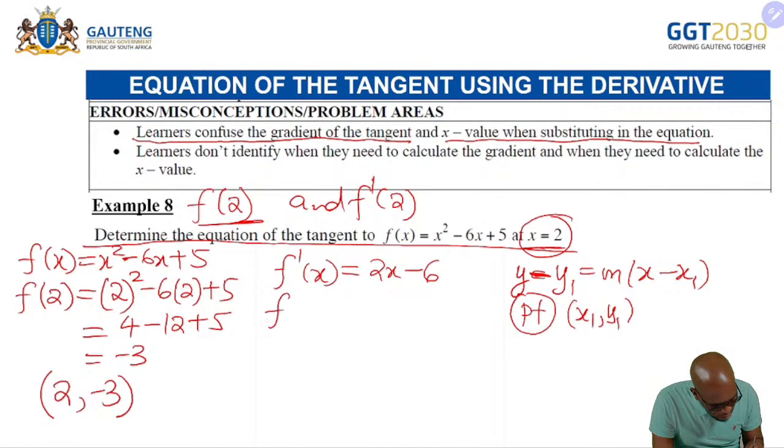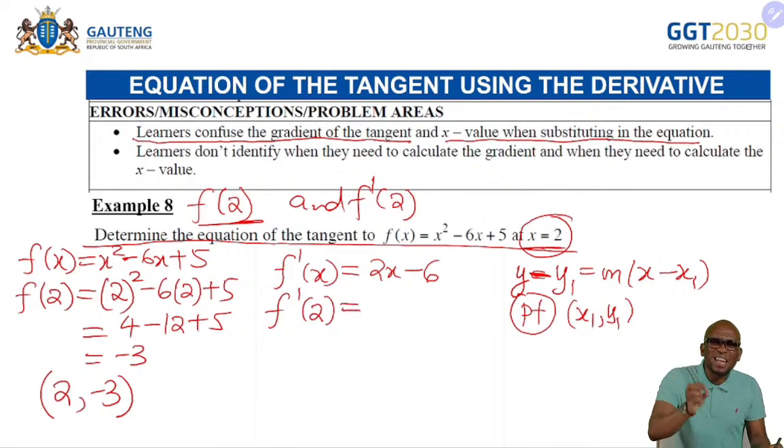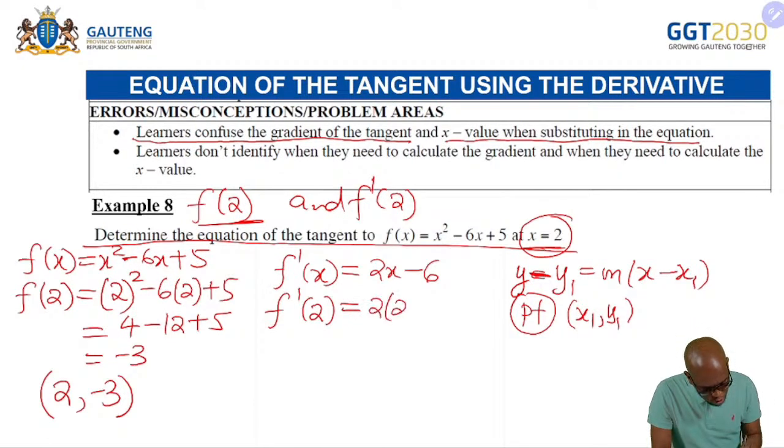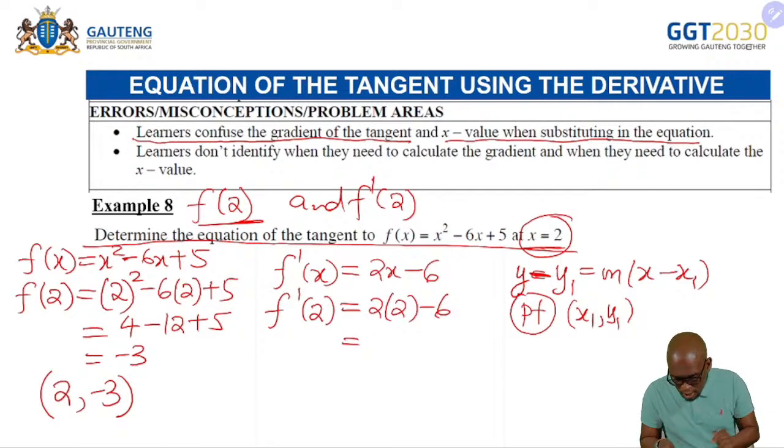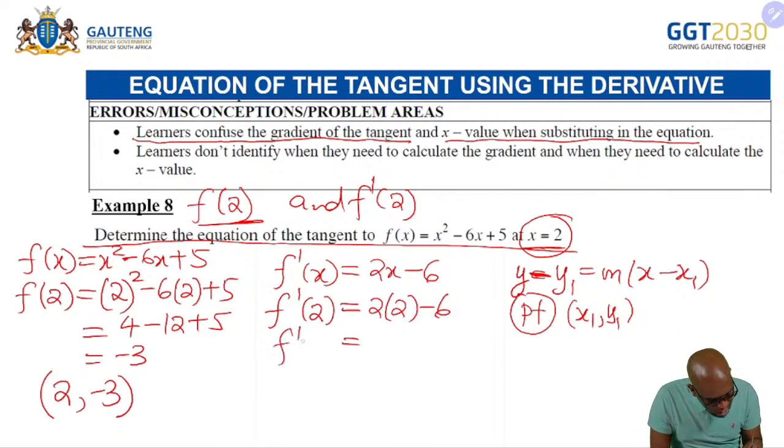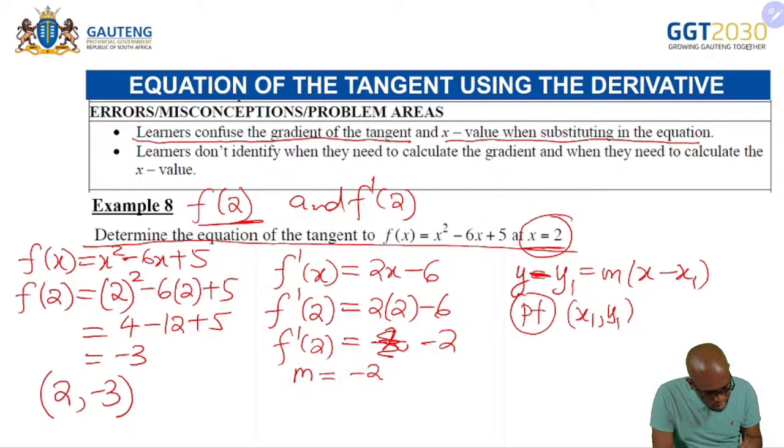So if I put f dash of 2, I'm going to get the gradient specifically when x is equal to 2. So this is 2 into 2 minus 6. So this is 4 minus 6. Quickly I get f prime of 2 is minus 2, which means that the gradient is minus 2.